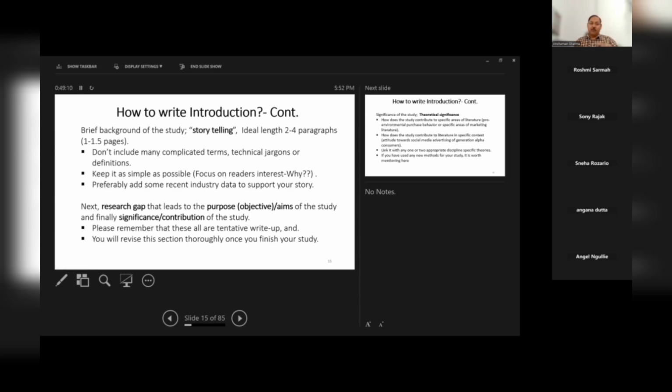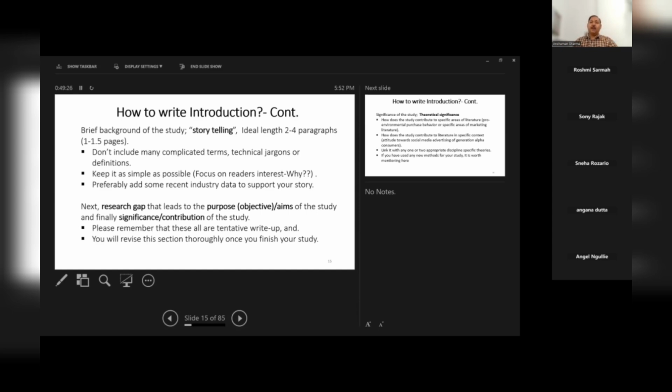Before you write the research gap, you have to write one full paragraph that tells what other people have done on that particular topic. That paragraph should be a reasonable, good paragraph, something like 150 to 200 words, not a small paragraph. First, you have to give a complete background of the literature.